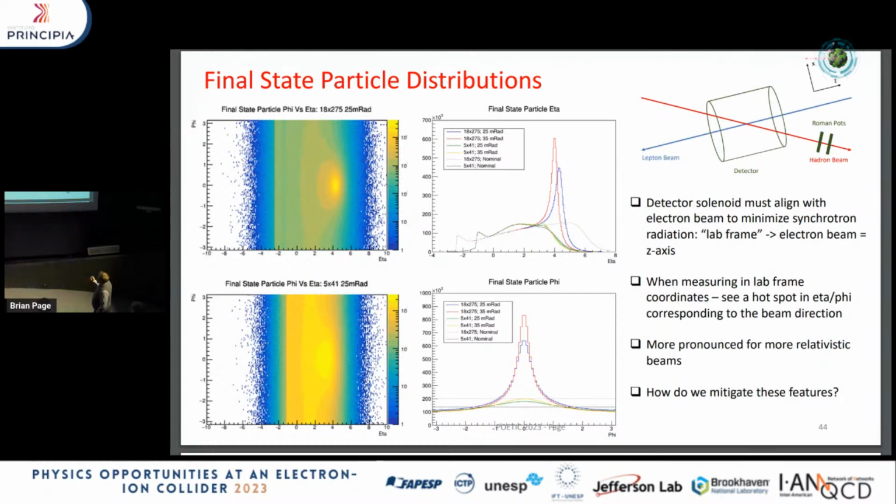And so basically, now because of this, we no longer have a unique z-axis anymore. So just to reduce synchrotron radiation, the detector has to be aligned with the lepton beam. But of course, in some sense, especially for forward jets, your physics is following the hadron beam. So if you measure distributions with respect to the lepton axis, you get these features, this hot spot in eta and phi. Where basically your beam is going through your detector.